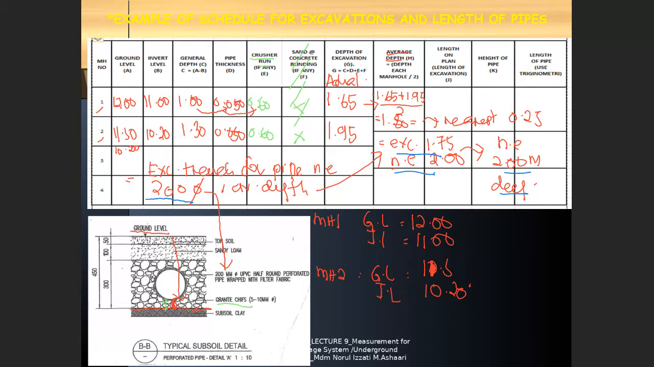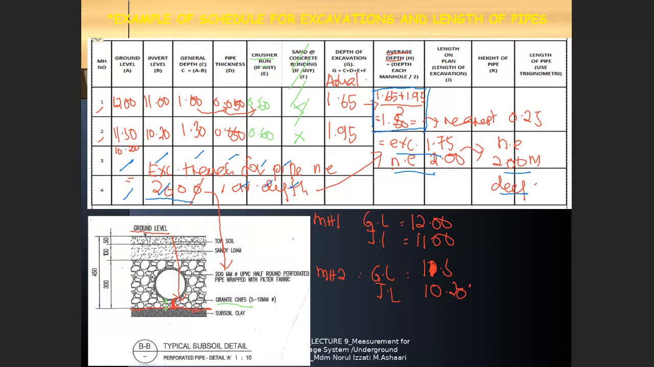So you have to prepare this one first before you identify the item that you have to measure. Let's say you have 10 manhole. So what you need to do, just fill out all the ground level, just fill out all the invert level, fill out the general depth, what are the remaining components that you have, and then find all the average depth. Make sure this box is properly measured, because this box must be measured in between two manhole.